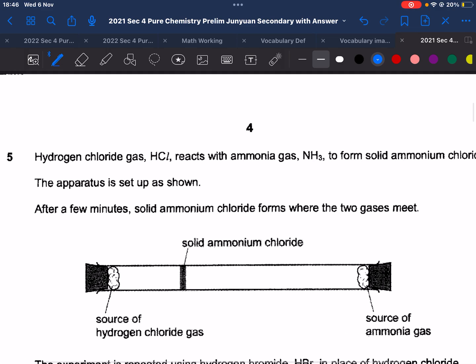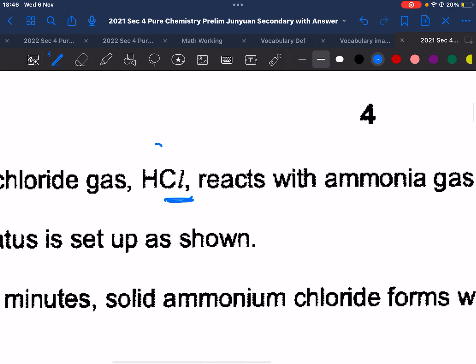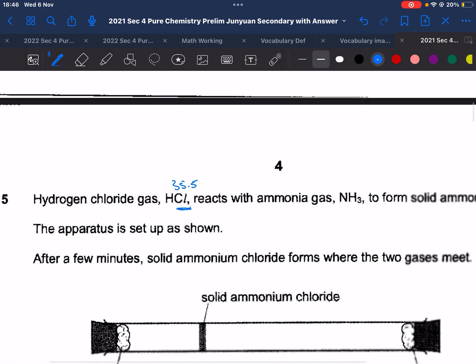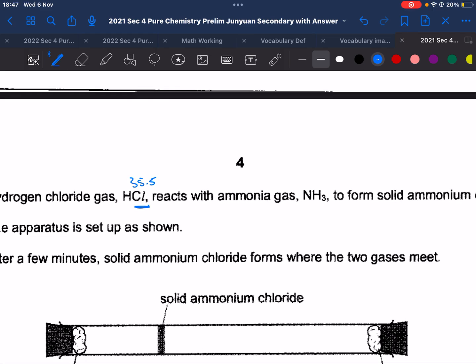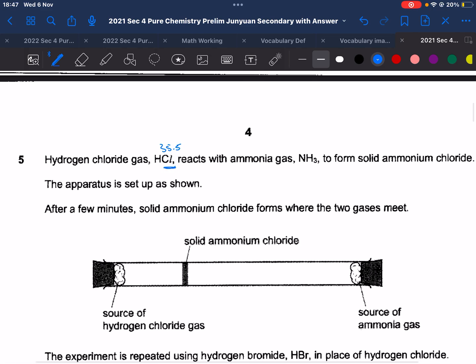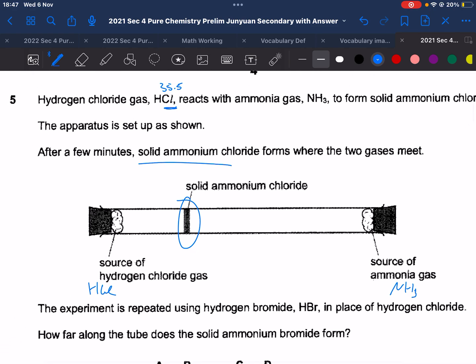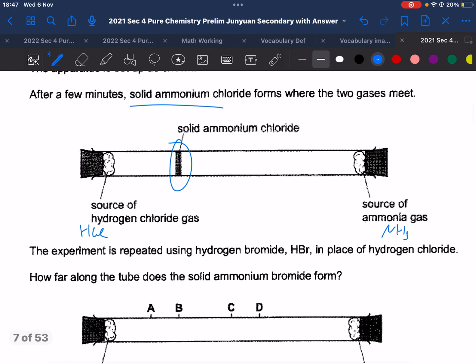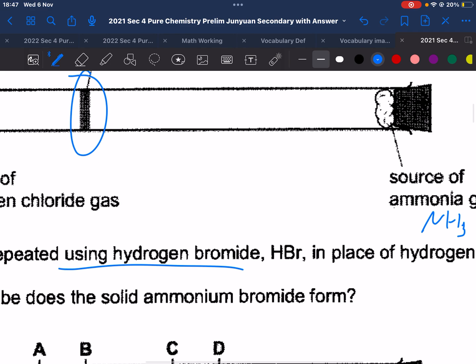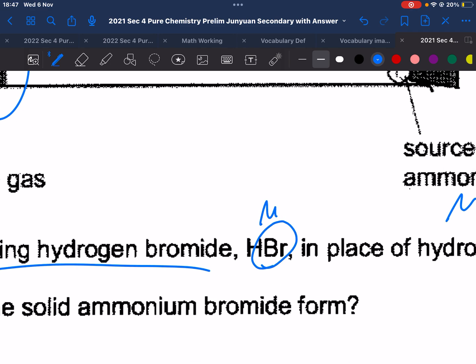Hydrogen gas is this. We know ammonia has a relative molecular mass of 17, so this is ammonia. This will be HCl set up here. Solid ammonium chloride, a solid ring or cloud, will be formed in this case. Okay, so the experiment is repeated using hydrogen bromide, which we know has a relative molecular mass of 80, if I'm not wrong.